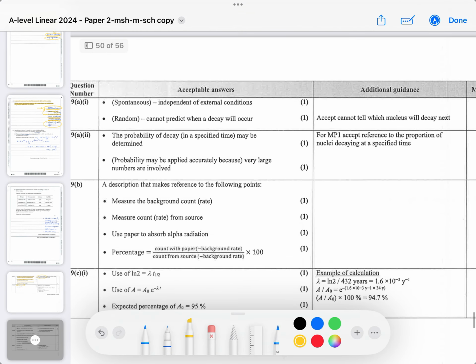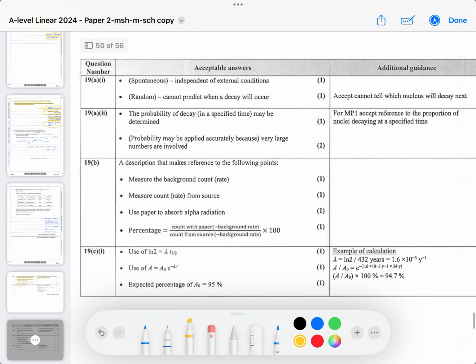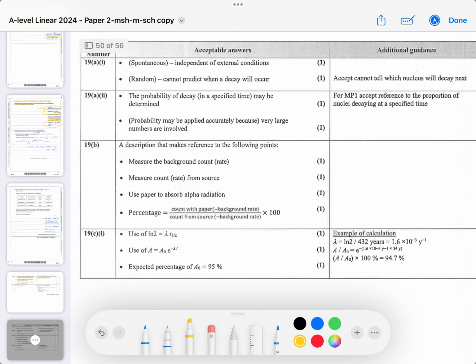Part B. Use paper to absorb the alpha. So yes, I'll get that. Measure background. Yes, I'll get that. And measure the count rate again.